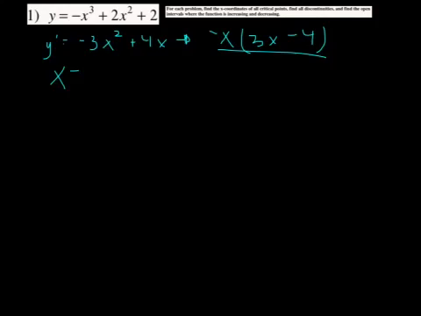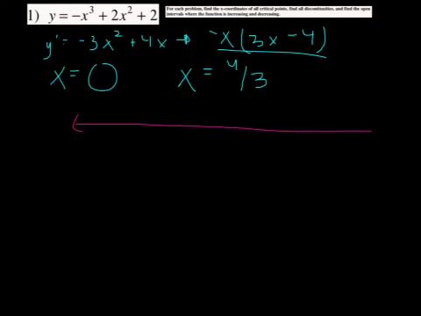So the first x coordinate would be 0 for the first part, and 4/3 for the second part. So now what you want to do is plot it on a number line. So this would be 0, and if this is negative 1, and this is 1, then 4/3 would be around here. Okay, so now we have to choose the other part of the interval, or the number that we're going to put into the derivative up here.